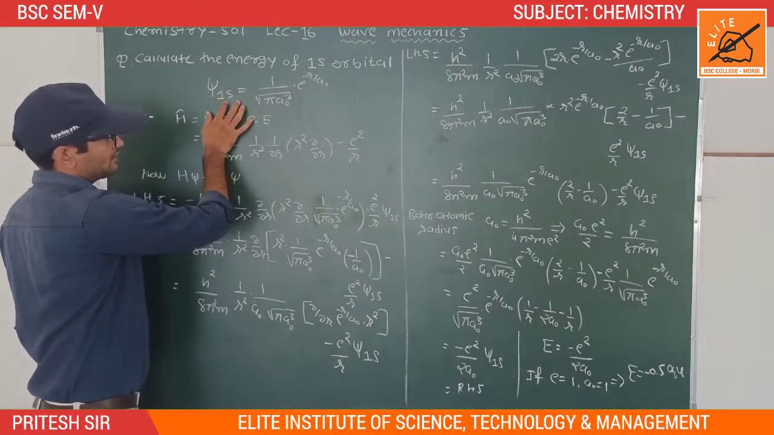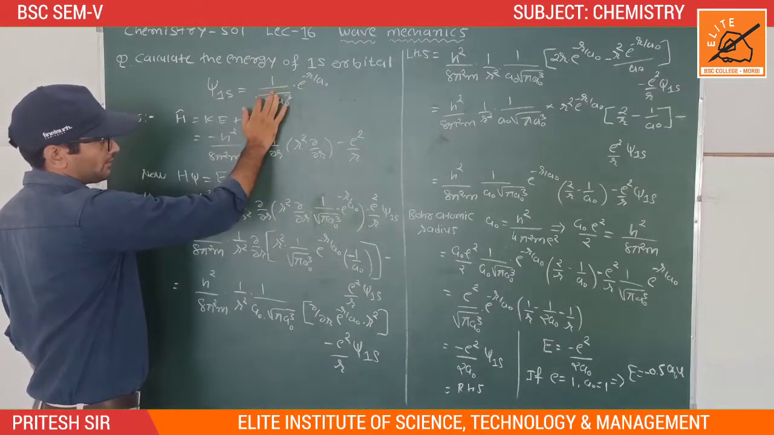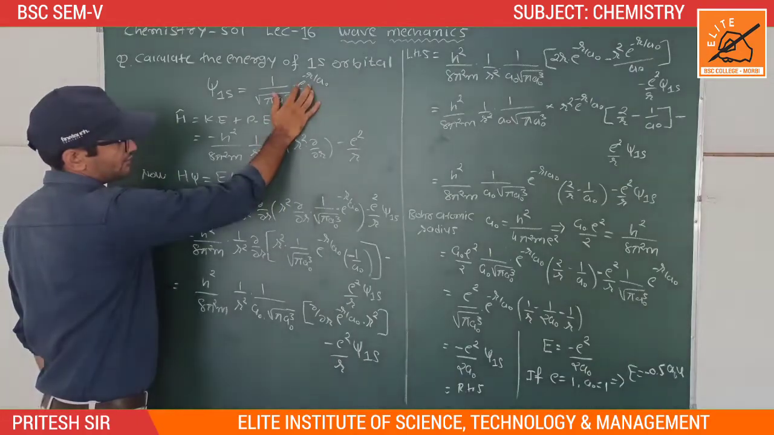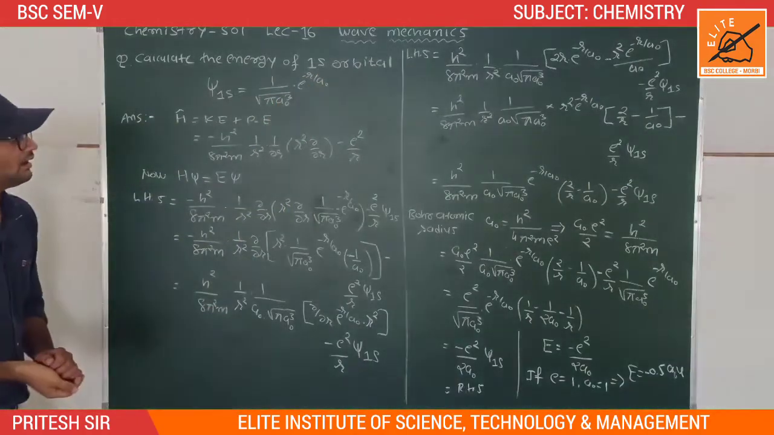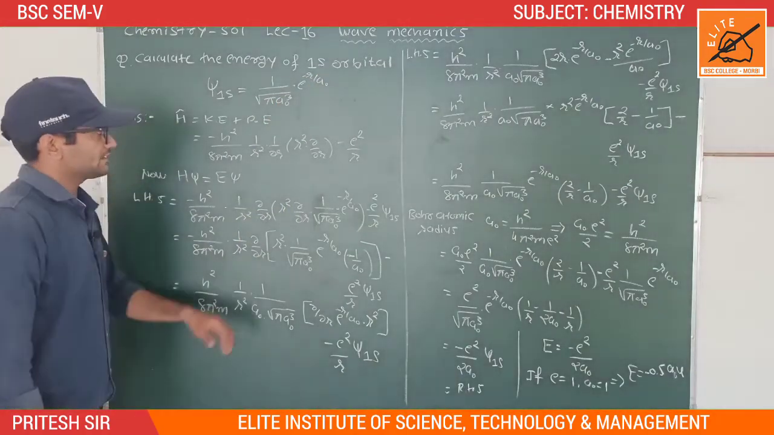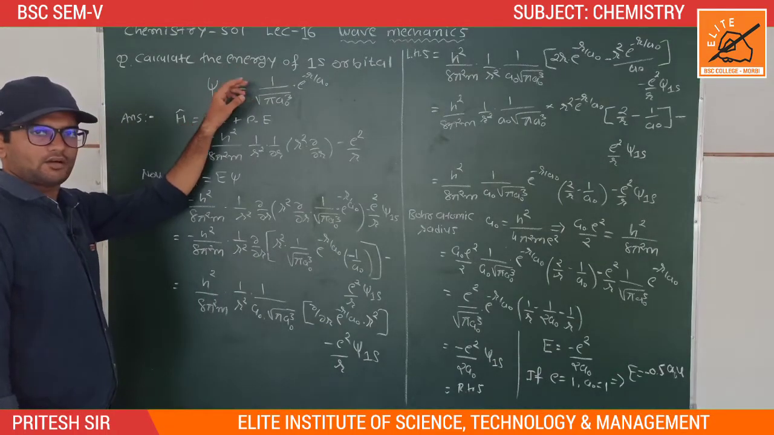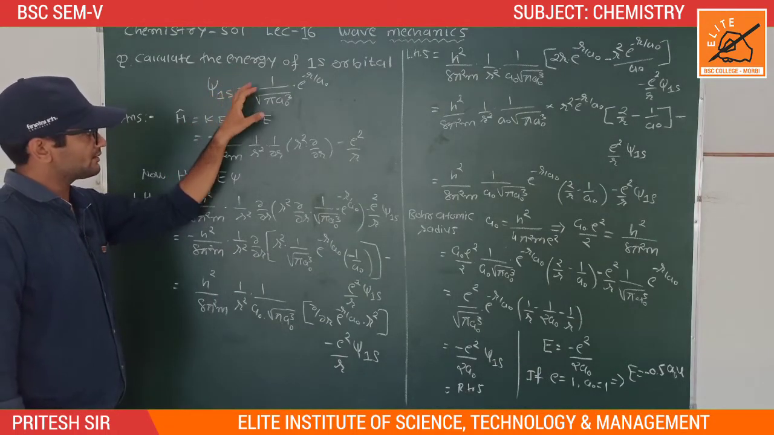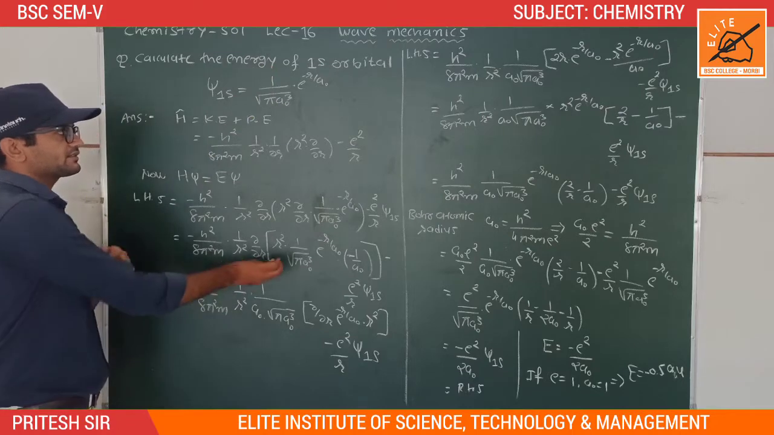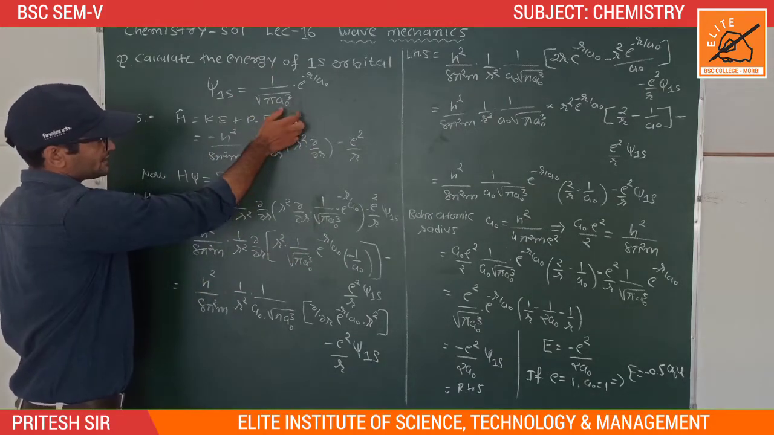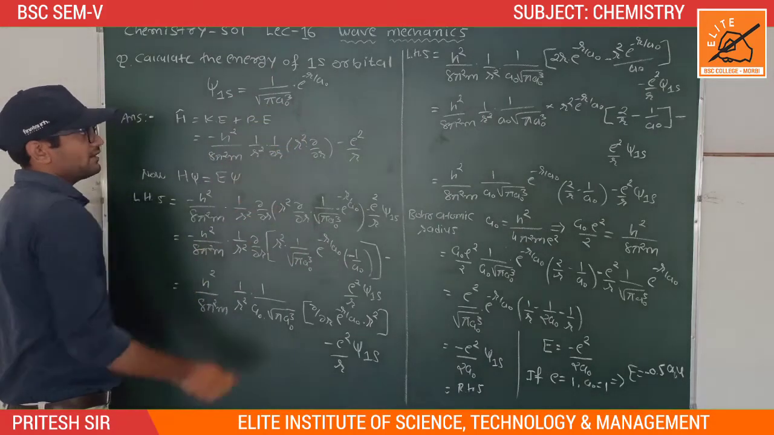Psi 1s is given. Psi 1s is equal to 1 upon under root pi a0 cube into e to the power minus r upon a0. Okay, so this is the last equation of our previous question. Okay, so this is the normalized wave function for hydrogen atom. Okay, so first write the Hamiltonian operator.